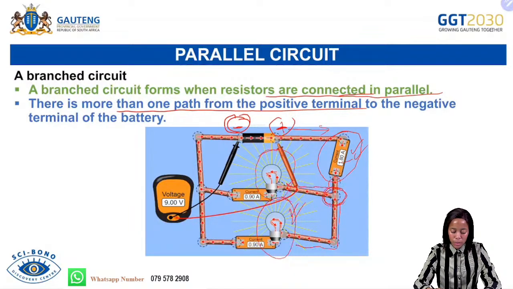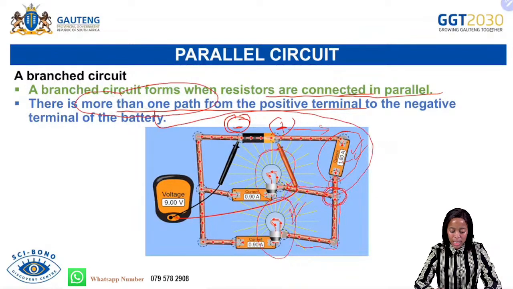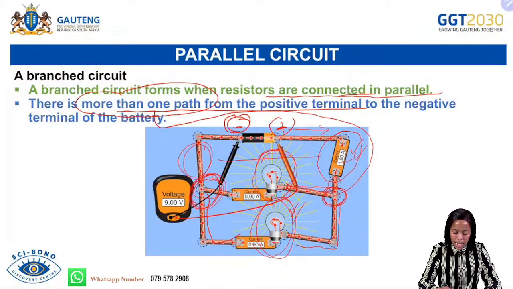So we can conclude that there is more than one path. It does not travel in just one direction. Some of it will go onto this light bulb here, and some of the current goes to the other light bulb, until the current comes together again at this point here. And that is where, if we place an ammeter there, we can read the total current in the circuit.